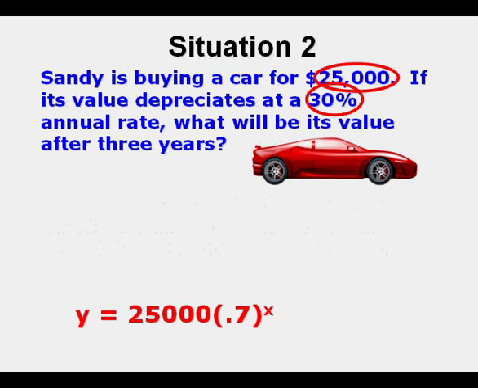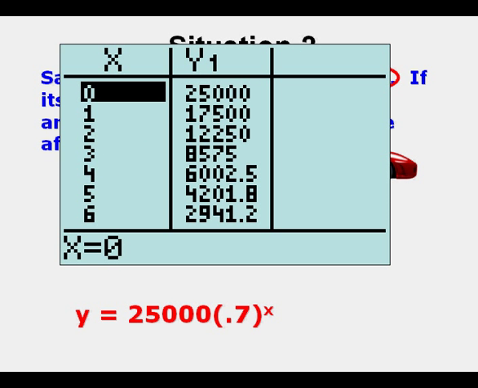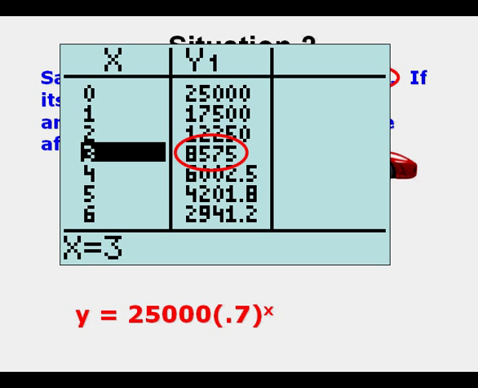And so this is our exponential function. Y equals 25,000 times 0.7 to the power of x. And we can place that in our y equals view in our graphing calculator. And from there we can go to our table view by pressing second graph. And we can go down to 3 years, and we see that after 3 years, we're going to have a car value of $8,575.